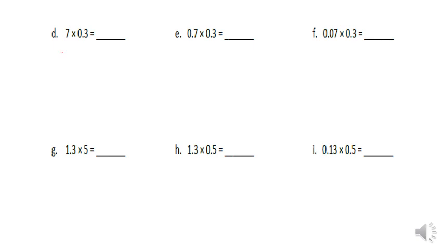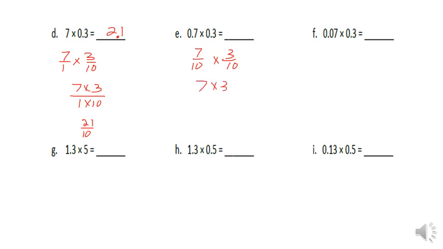On here, we're going to rewrite this as 7. I like writing it as 7 over 1 so everybody can see it. And this is 3 tenths. So we end up with 7 times 3 over 1 times 10, which equals 21 tenths. So 21 tenths, the 1 has to be in the tenths spot. The next one, I have 7 tenths times 3 tenths, which equals 7 times 3 over 10 times 10, which equals 21 hundredths. And 21 hundredths, the 1 has to be in the hundredths spot, so the decimal point goes there.